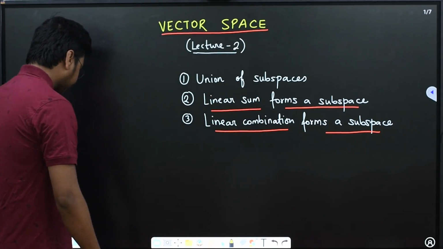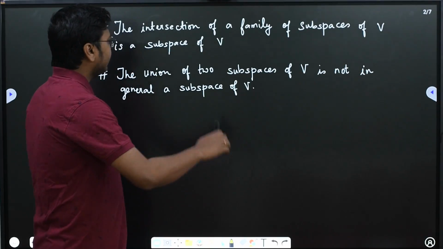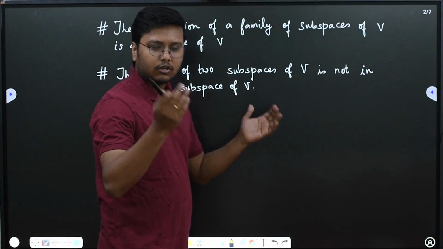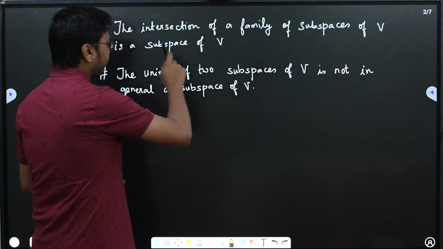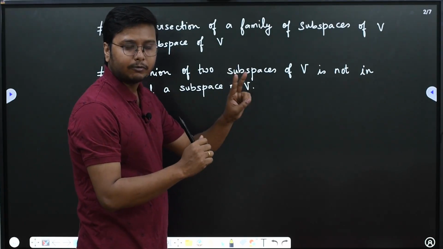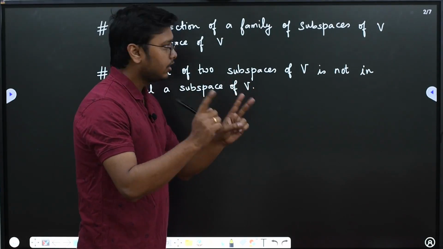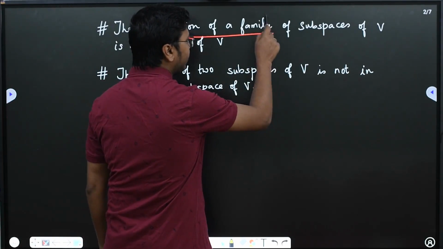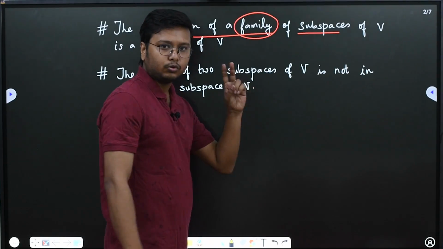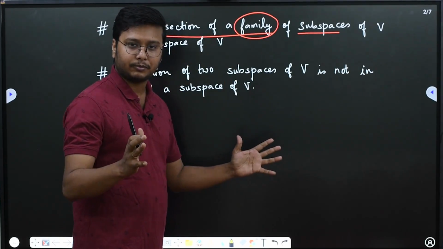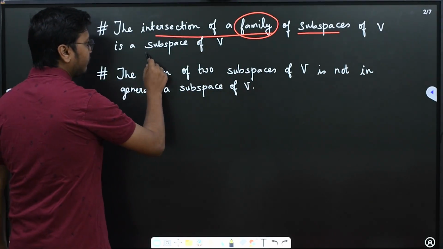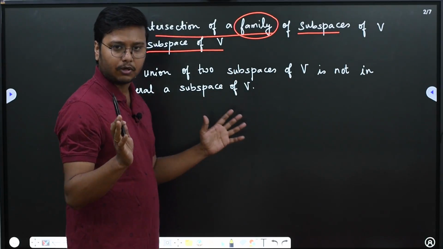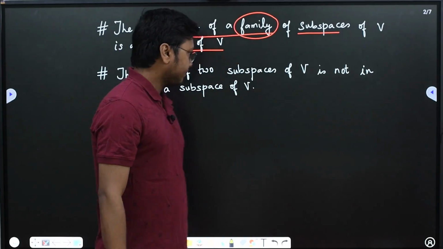So let's start. First of all, this is just an extension of the previous lecture, where we had shown that intersection of two subspaces was forming a subspace. Okay, so now I can extend that and say intersection of a family of subspaces. Not only two subspaces, but if I have a family of subspaces, still the intersection will form a subspace. So that's just a property you can keep in your mind.